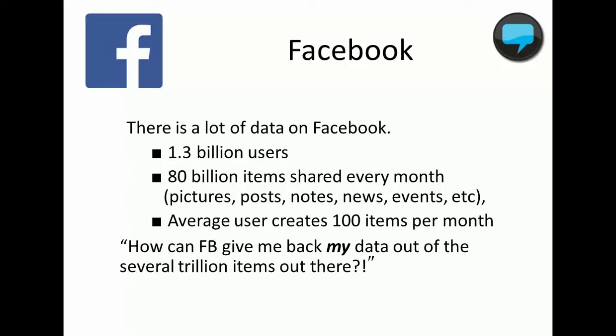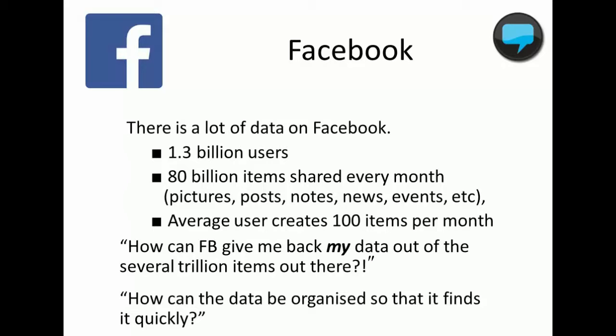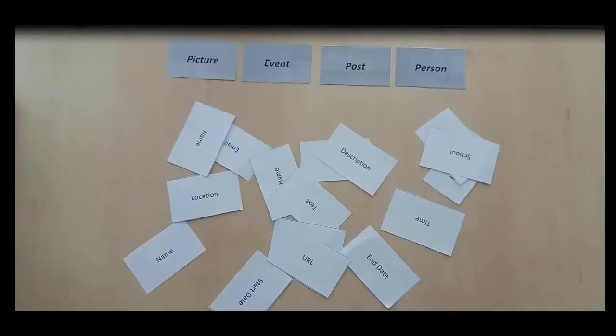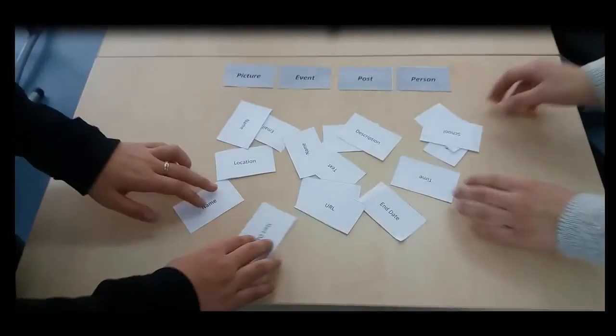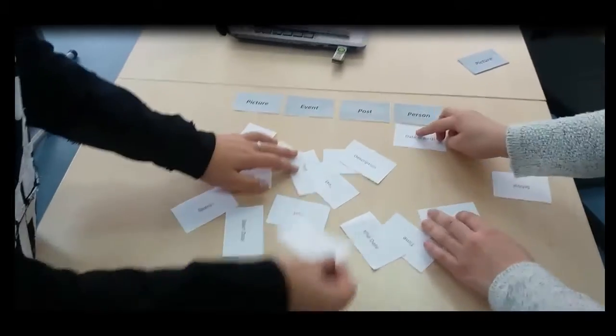Please think. How can the data be organized so that it can be found quickly? Yes, you are right. The data is organized to make it easy for Facebook to find things. Now we do some activity grouping data with things.